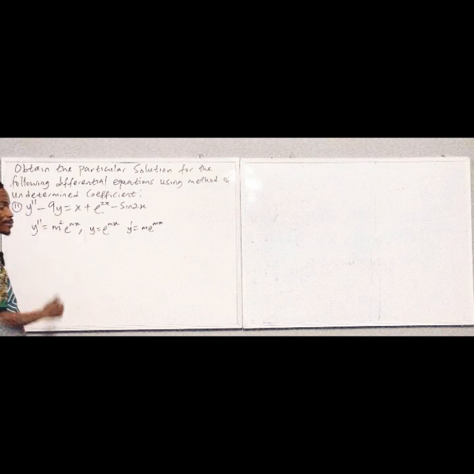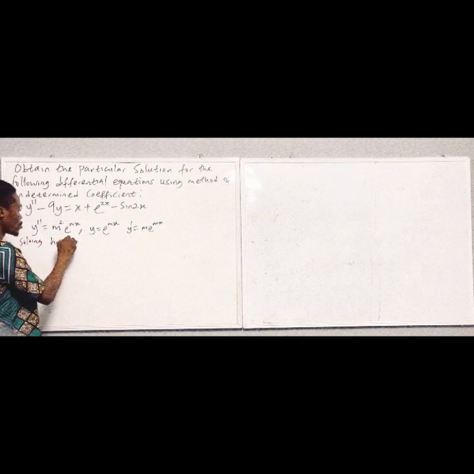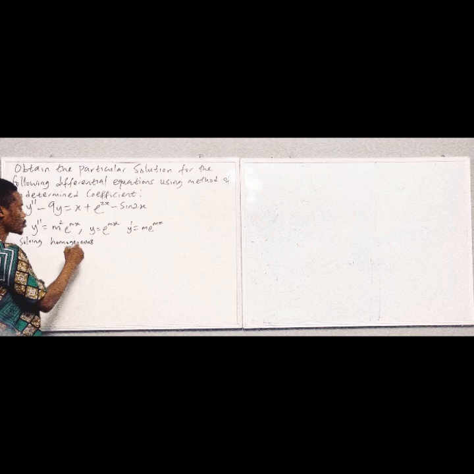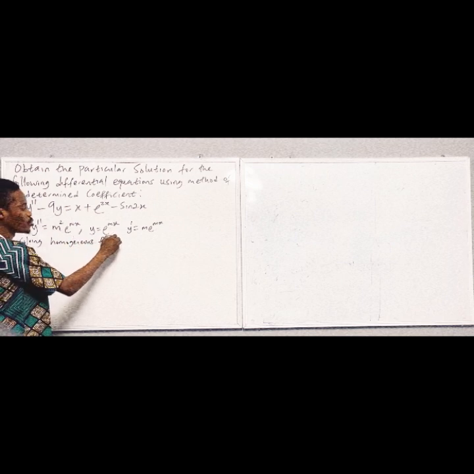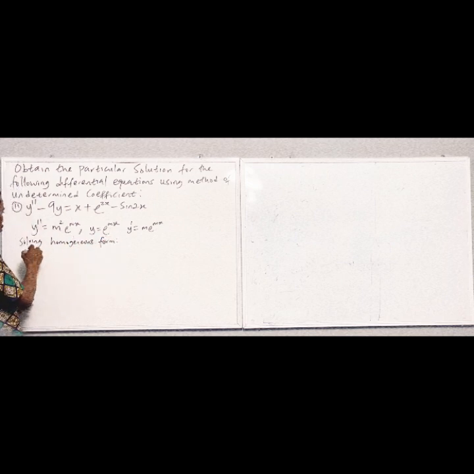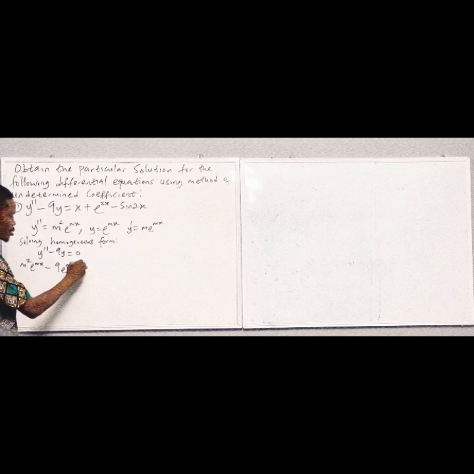What we need here is this. We just plug this in. That is, we have to solve the homogeneous part. We have to solve the homogeneous form, that is y double prime minus 9y is equal to 0. So our y double prime here is m squared exponential mx, minus 9 times my y, which is exponential mx, is equal to 0.